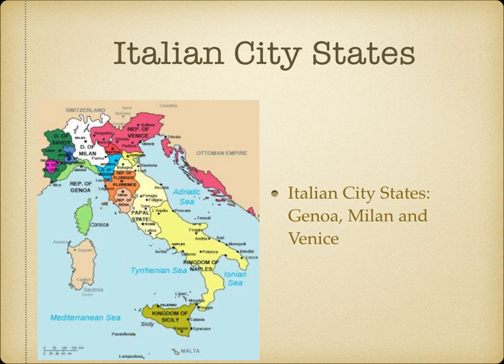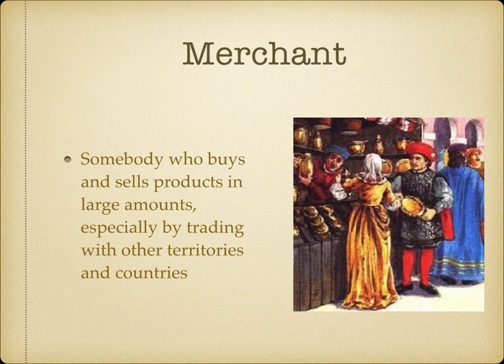Italy at the time was not a unified country. It was a collection of cities that controlled the area around them. For example, you had places like Genoa, you had places like Milan and Venice here also. A merchant is somebody whose job is to buy and sell products in large amounts, especially by trading with other territories or countries.